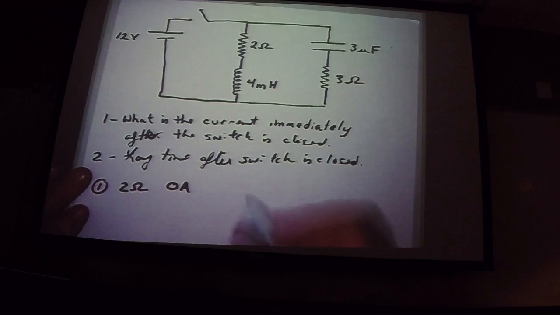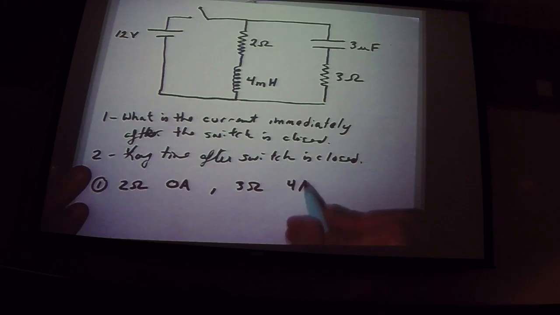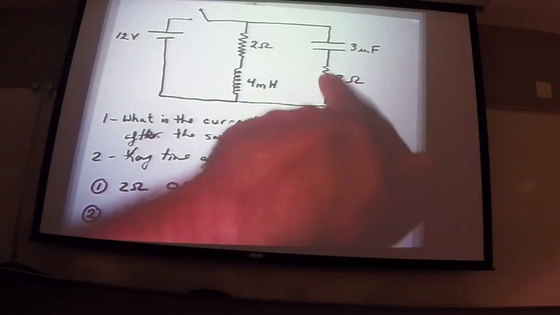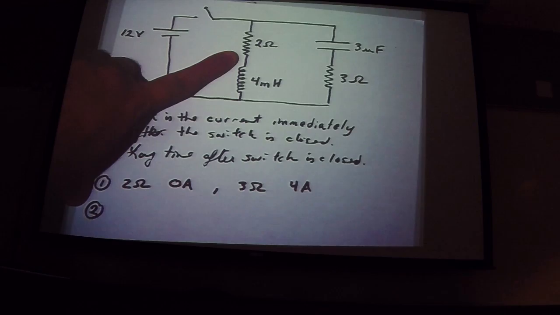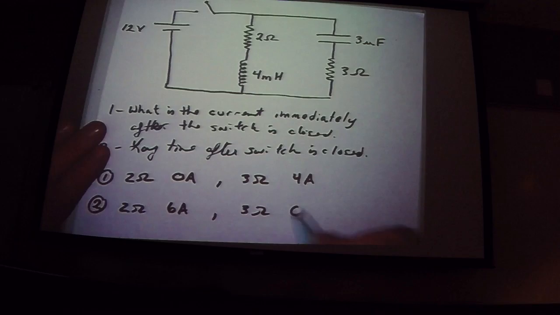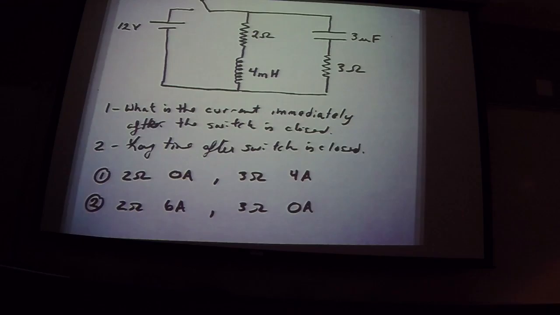So for the first instance, immediately, for the 2-ohm resistor we have 0. And for the 3-ohm resistor, we have 4 amps. Then a long time after, what happens? There's none on the capacitor side because the capacitor is charged. And then there will be some here. How much is going to be here? 6 amps. So through the 2-ohm resistor there would be 6 amps, and through the 3-ohm resistor there would be 0.